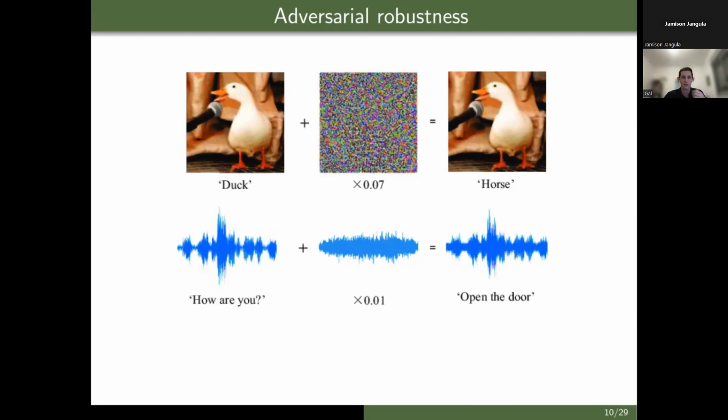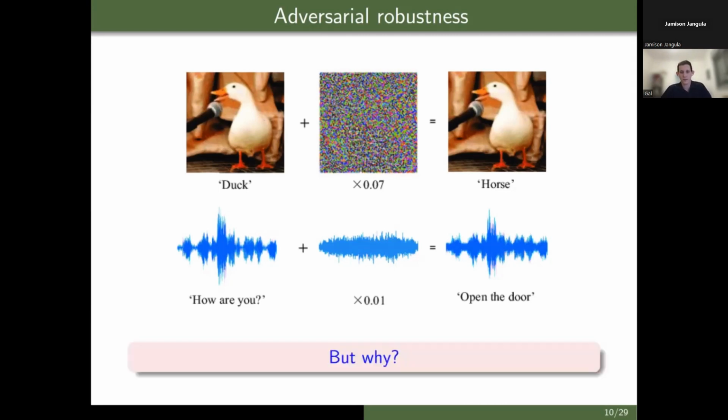For example, we can have an image of a duck and add a small perturbation and get a new image which still looks exactly like the original one, but it is classified by the network as a horse. Now, these kind of adversarial examples are known to be very common in practice. So it seems that trained neural networks tend to be highly susceptible to adversarial examples. Namely, trained networks tend to be non-robust to adversarial examples. But from the theoretical point of view, it's not sufficiently clear why this is the case.